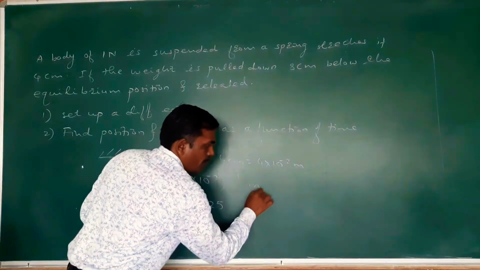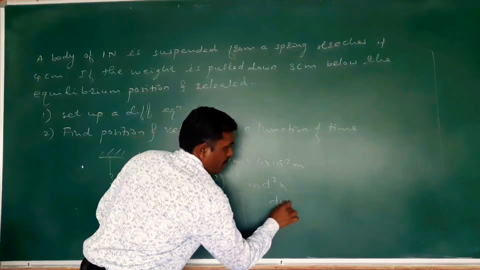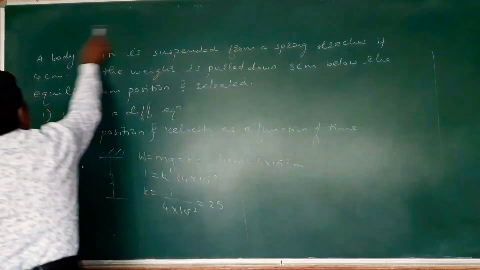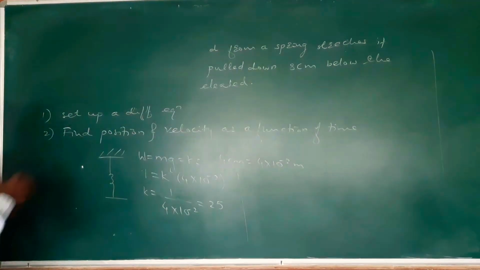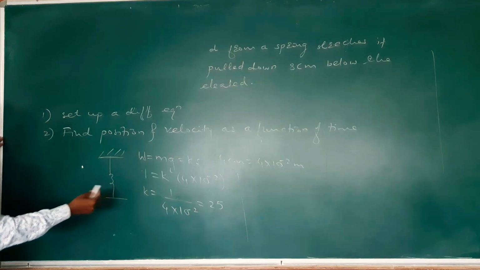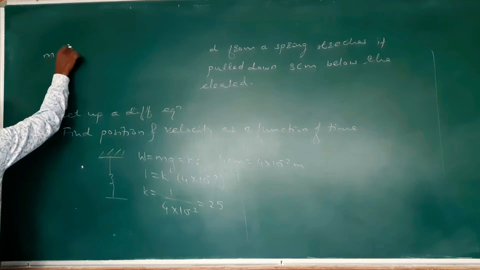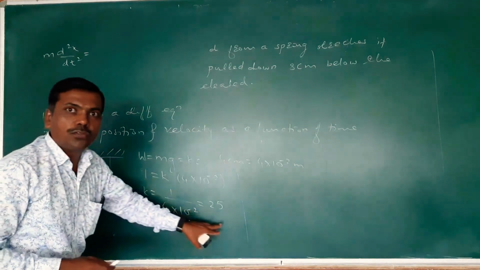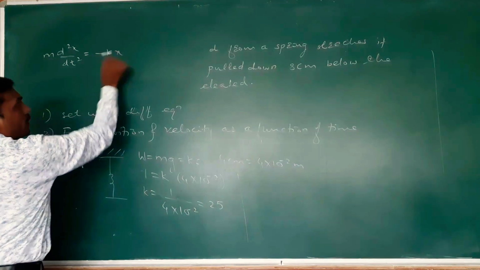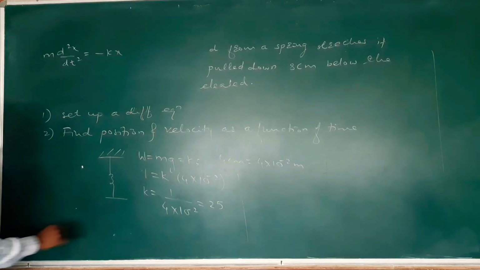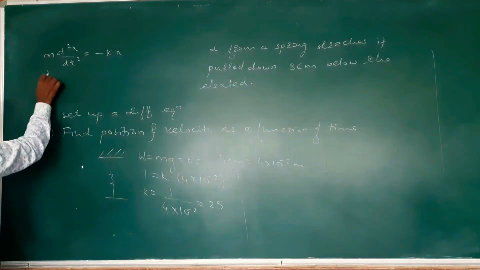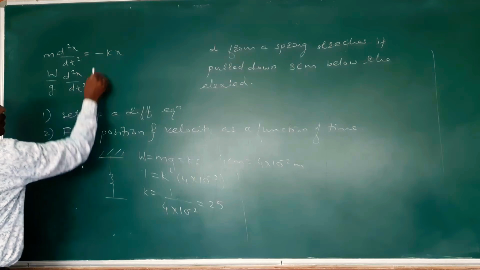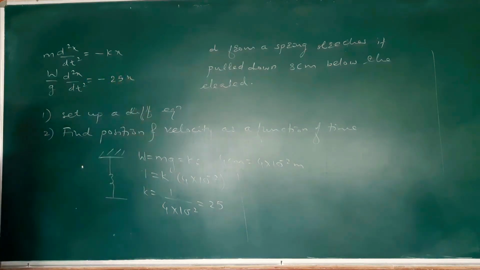Our differential equation is m d²x/dt² equals, instead of writing here, I am writing above so that you can directly look at it and try to write it yourself. Yes, m d²x/dt² is equal to minus kx. This is our equation. Now put the value. m is W upon g. So here I am writing W/g d²x/dt² is equal to minus 25x.